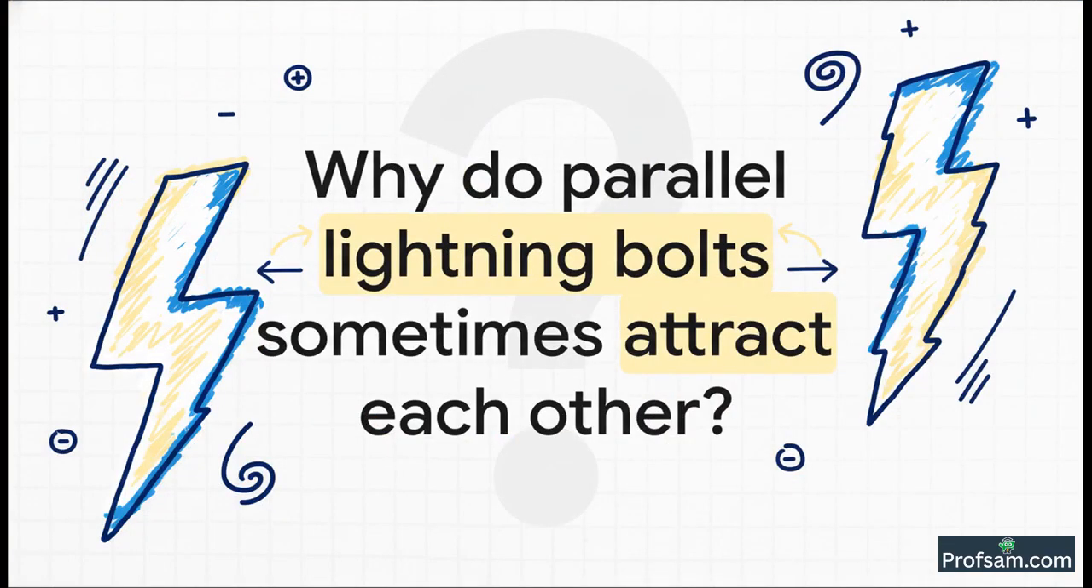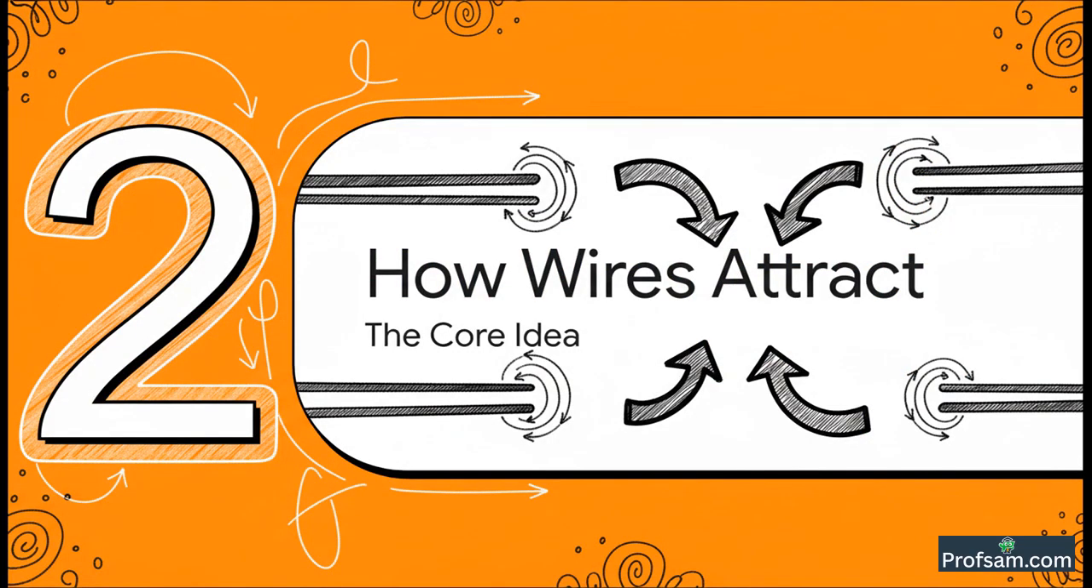Have you ever seen two lightning bolts in the sky? It's quite a sight, right? But did you know they can sometimes actually pull towards each other? Why would that happen? I mean, lightning is just a huge electric current. The answer, my friends, is hidden in the physics we're about to learn today. All right, let's move on and see exactly how these wires attract.